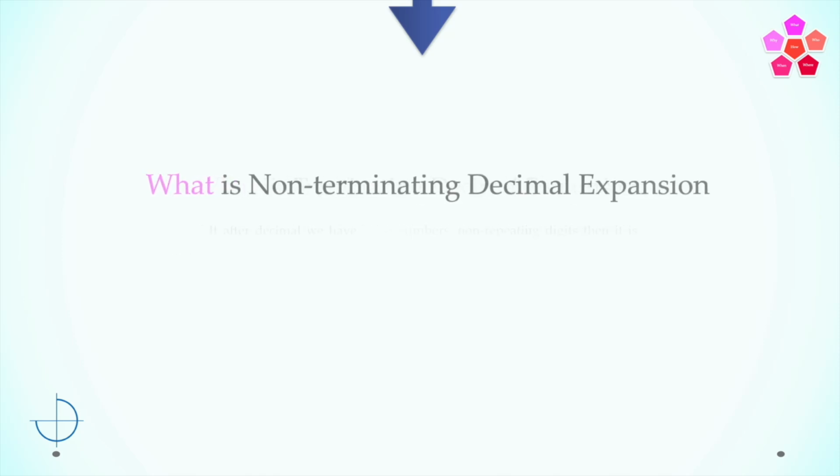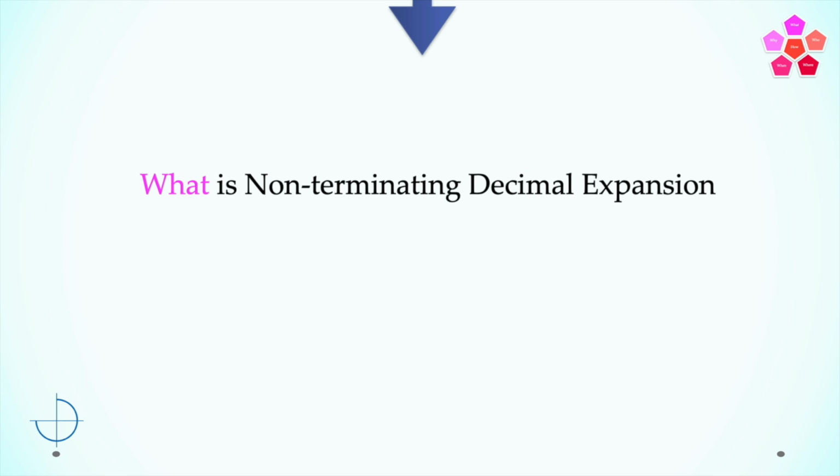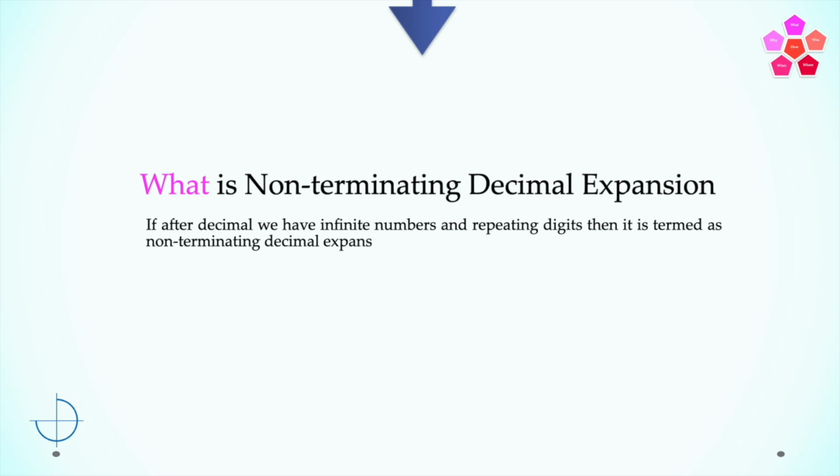So what is non-terminating decimal expansion? If after the decimal we have infinite numbers and repeating digits, then it is termed as non-terminating decimal expansion. For example, 1 by 3 in the decimal form is equal to 0.33333 and so on infinite number of times, which is equal to 0.3 bar. Here, the bar is a dash above the digit 3, which indicates that the digit 3 appears infinite number of times, repeating itself, and that is called non-terminating decimal expansion.